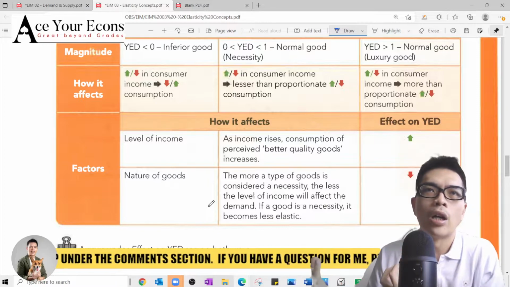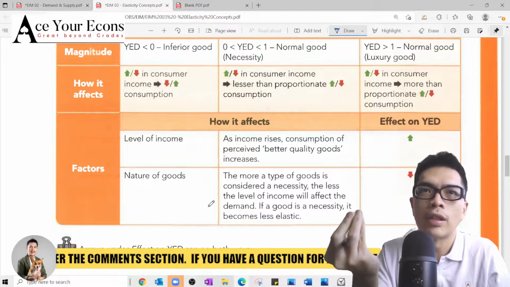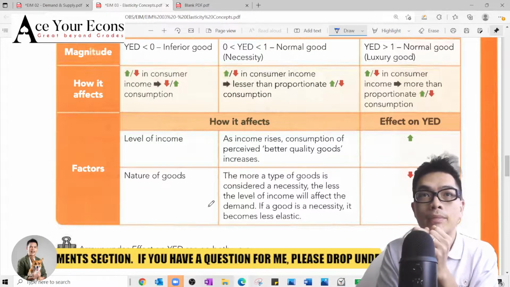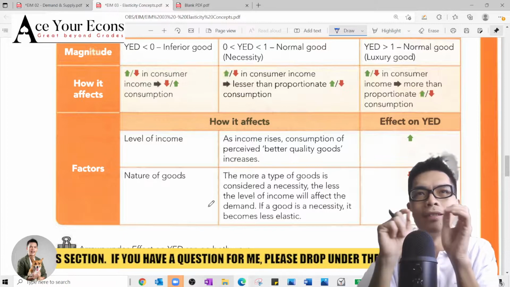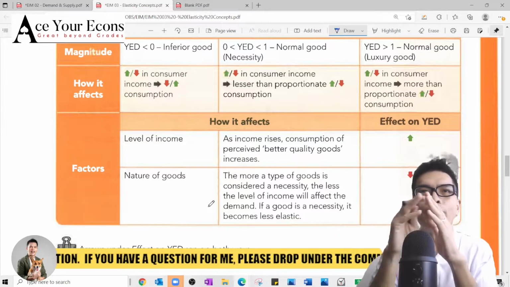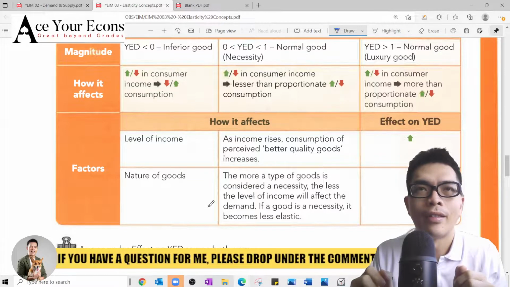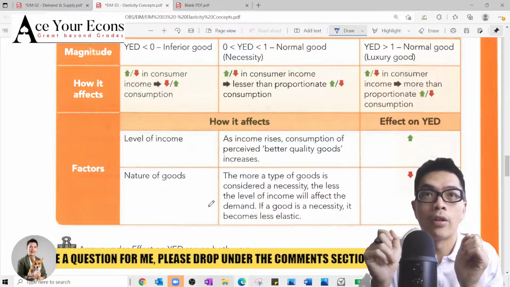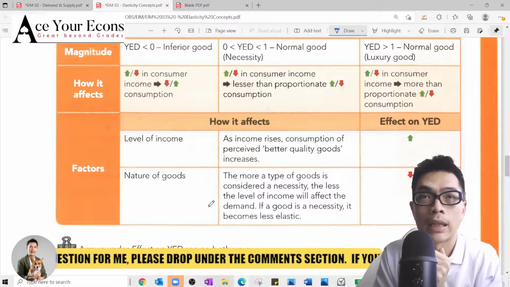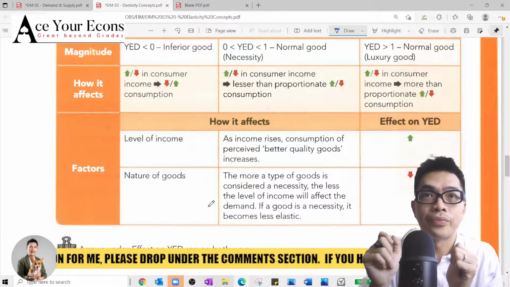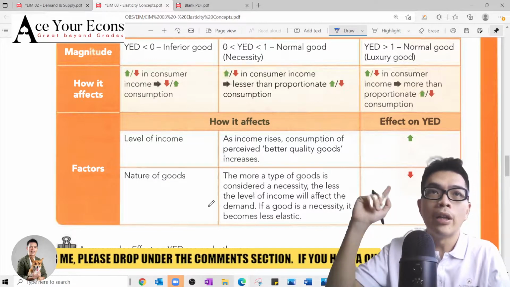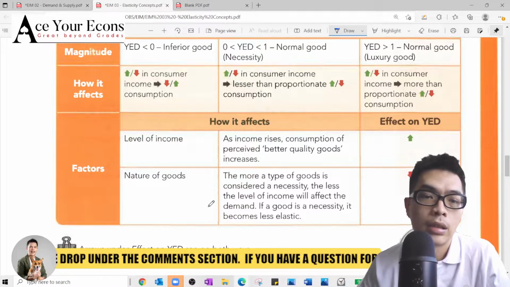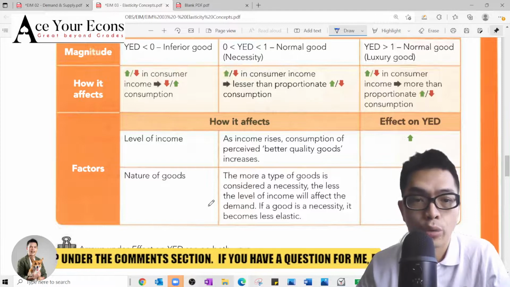So the stronger necessity it is, the more income inelastic it becomes. Or rather the opposite would be, if you don't need them, it's good to have, not must have, then it will become a luxury good. Then the size of your YED will increase, it will become more income elastic. So far, so good. You have to be familiar with how these two determinants affect the size of your YED, and also can potentially affect your magnitude.